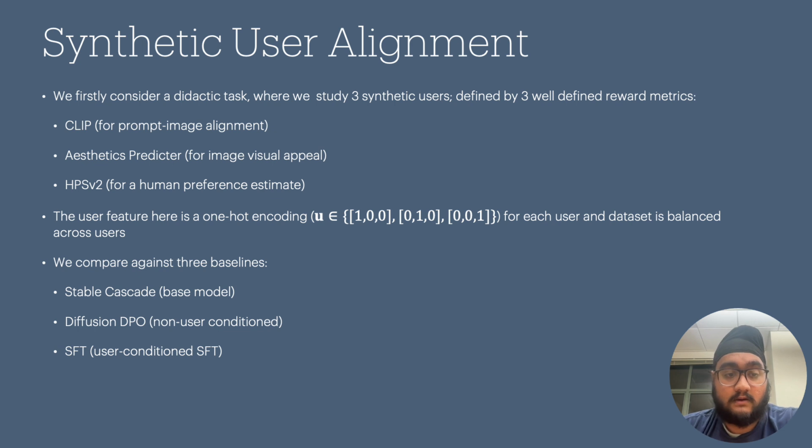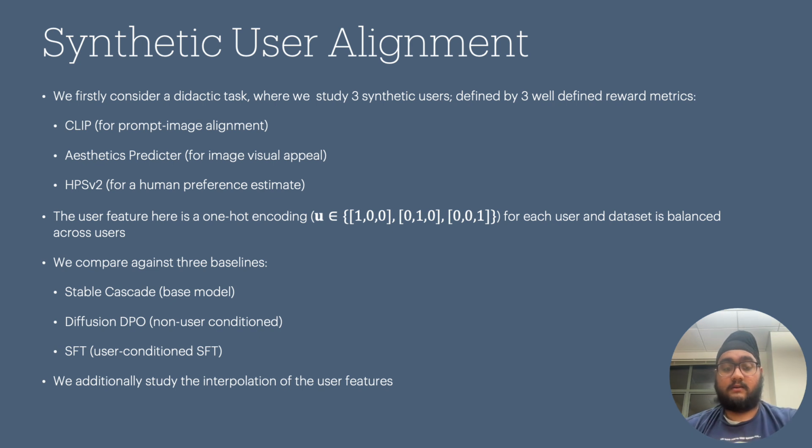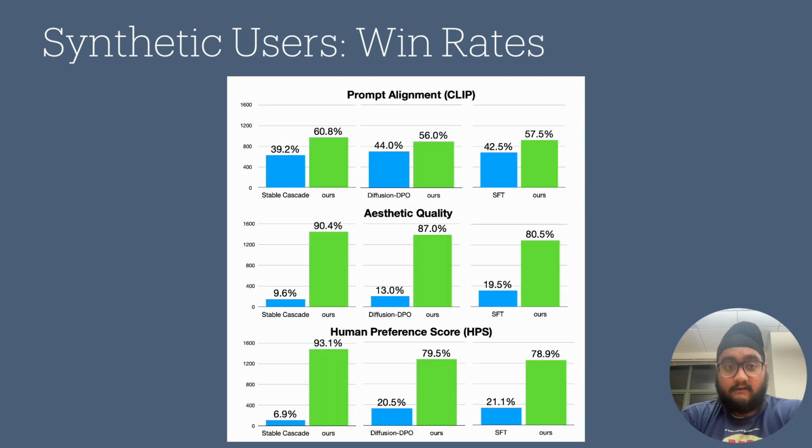We compare against 3 different baselines: stable cascade, diffusion DPO, and SFT. And we finally study the interpolation of the user features to see if we can better control how each user is personalized to. Firstly, we look at win rates for each of the different users that we have. For each of them, we find a significant improvement over the baselines that we have discussed, such as stable cascade, diffusion DPO, and SFT.